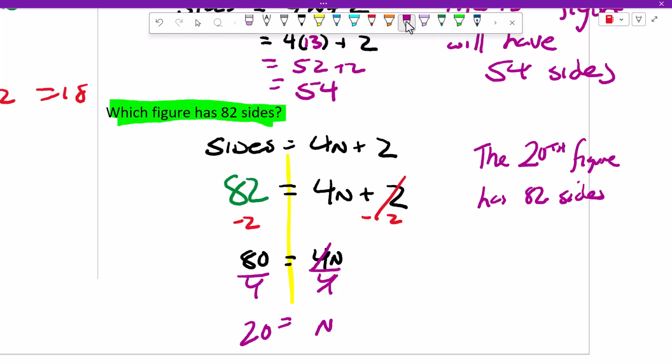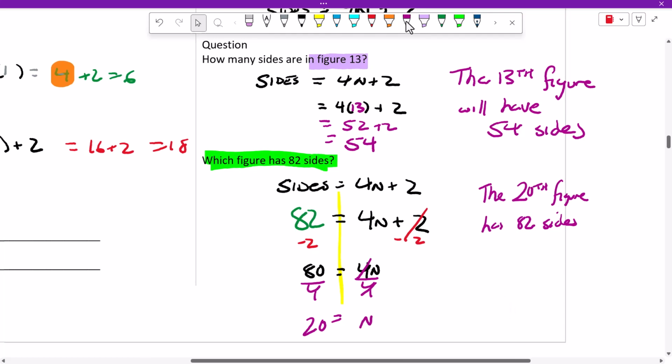Okay. Now, so far, 3 questions I can ask you. Come up with the equation for this pattern. Then the other 2 questions are using it. You're finding either an x value or y value. Find out the figure number or figure out how many sides. Those are the 3 main questions.